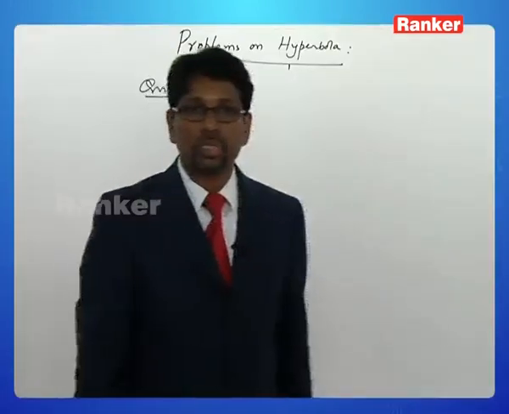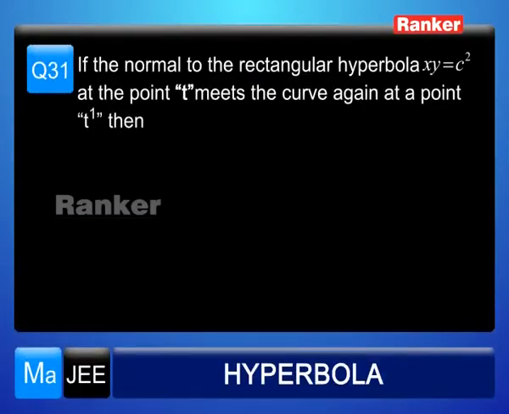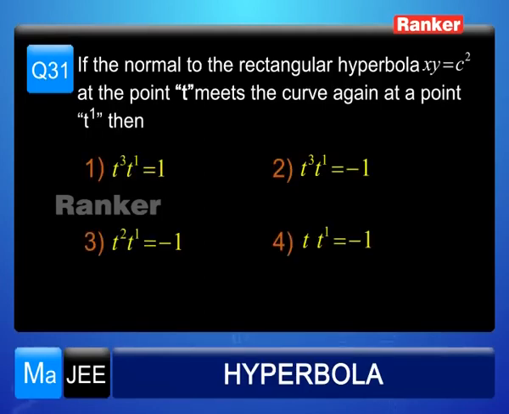Let's move to the next question, question number 31. If the normal to the rectangular hyperbola xy equal to c square at the point t meets the curve again at a point t1, then t cube into t dash is equal to 1. Second option, t cube into t dash is equal to minus 1. Third option, t square into t dash is equal to minus 1. The fourth option, t into t dash is equal to minus 1.